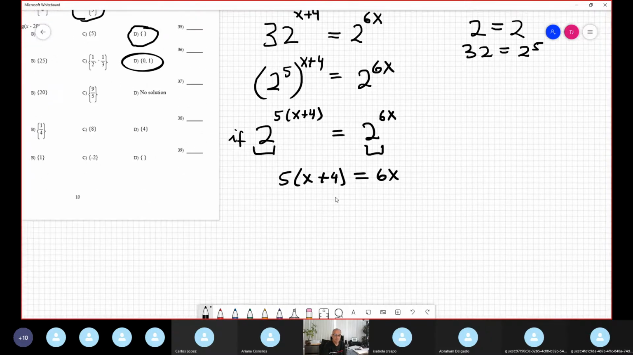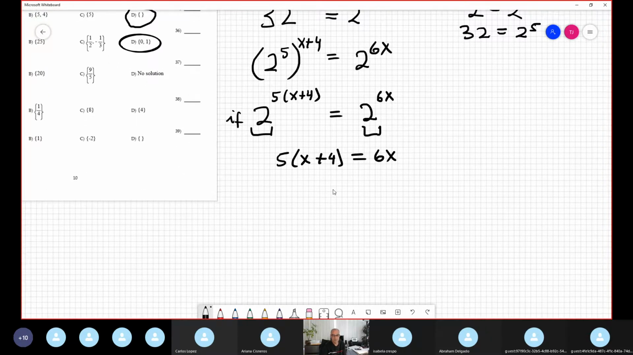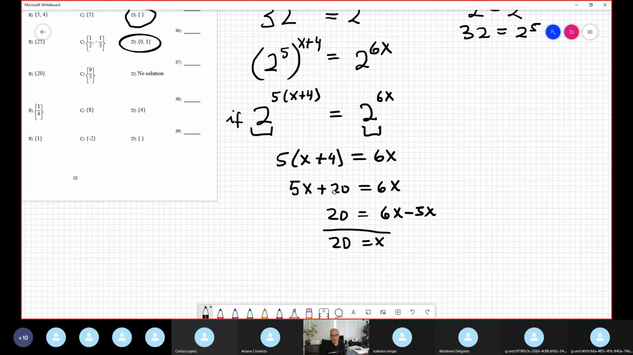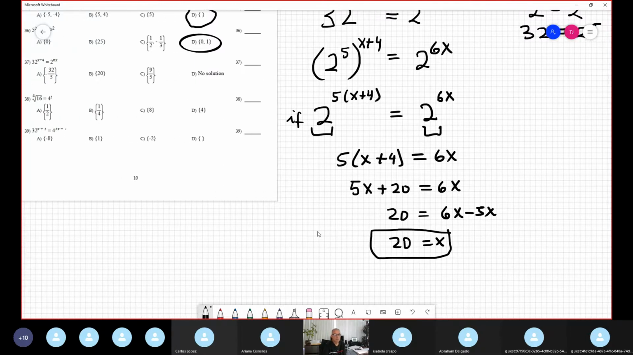Distribute the property: 5x plus 20 equals 6x. 20 is equal to 6x minus 5x. 20 is equal to x. And this is 20. Just 20. Boom.